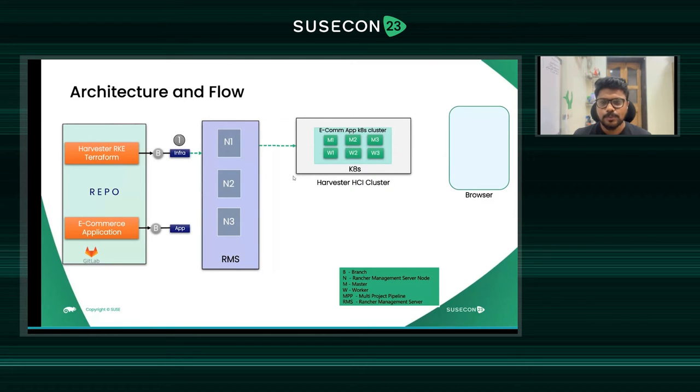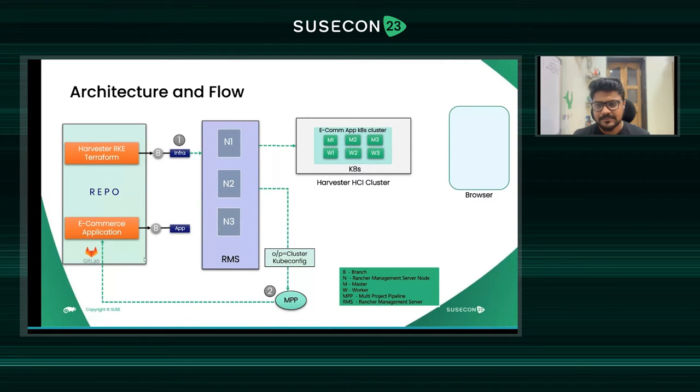We will wait for the cluster to be ready. Once the cluster is ready, it will output the kubeconfig details of the cluster that will be stored securely in the GitLab application repository. Next, we will trigger the multi-project pipeline for the application repository. After the successful execution of the pipeline, we can see all the application resources getting deployed on the newly created downstream RKE cluster. Once all the resources are active, we will access the e-commerce application front-end service via the web browser and browse through the application. With that said, let's get started with the demo.